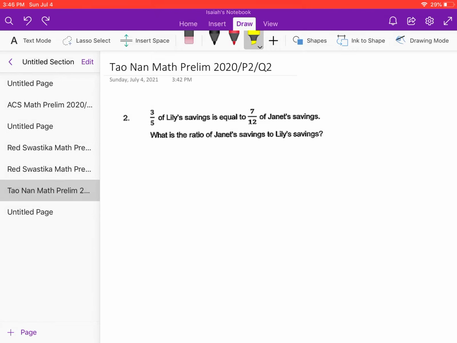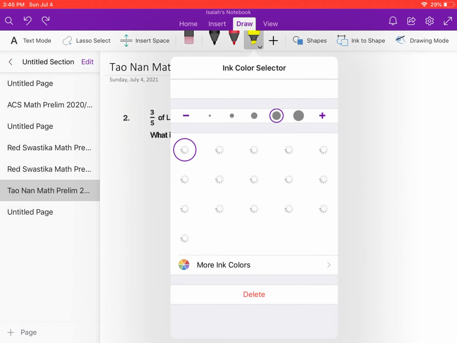The next question that we are going to look at is a very simple one. It is taken from Tao Nan Math Prelim 2020, Paper 2, Question 2. In many exam papers, there will be some that are more lengthy and harder, requiring more steps. But there are also those that you should try to take advantage of the time given to solve them in the shortest time possible. And this is one of them, a pretty straightforward and easy one.